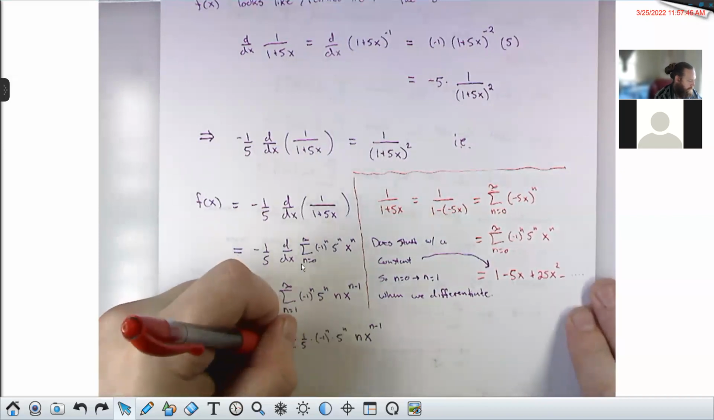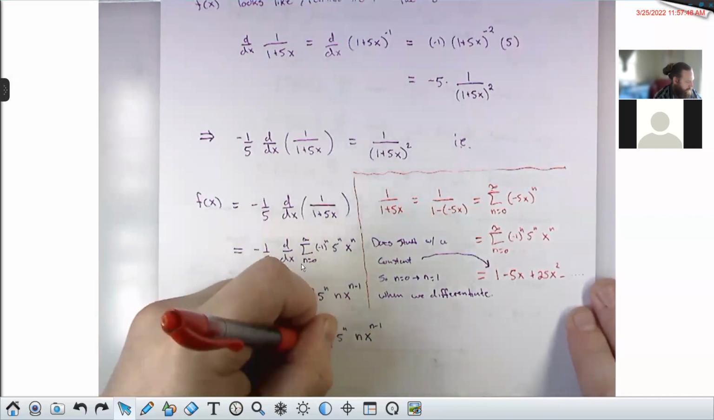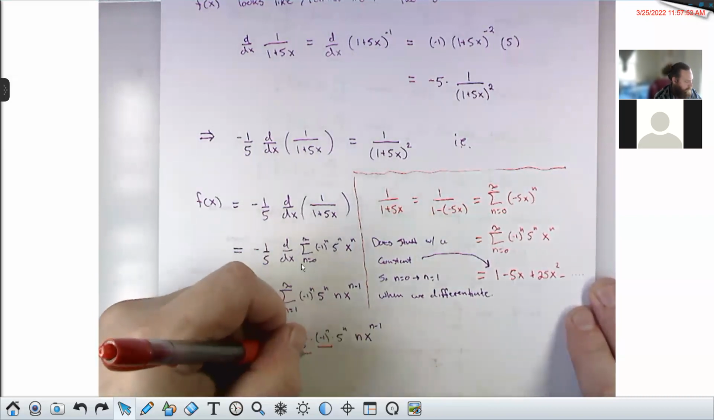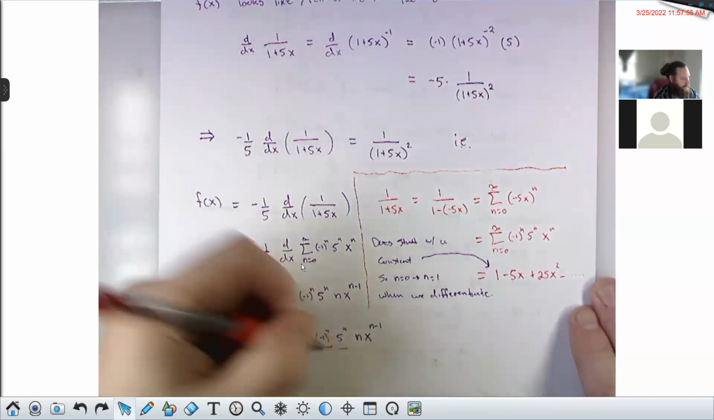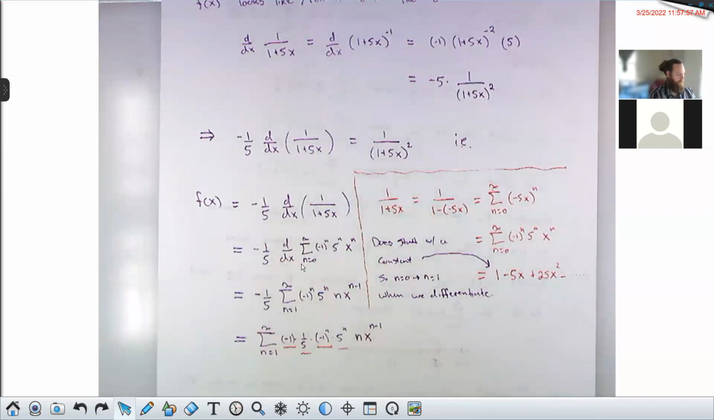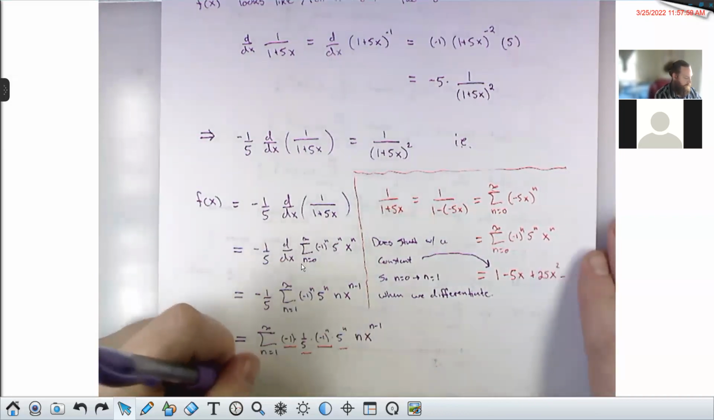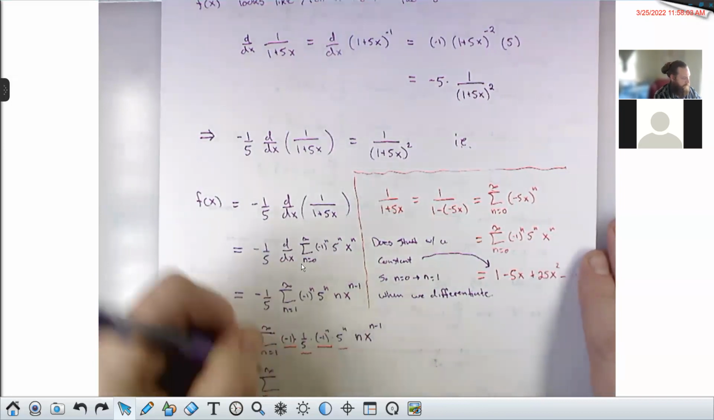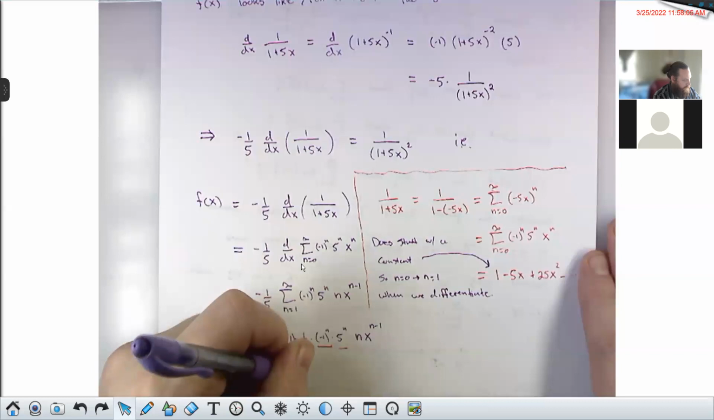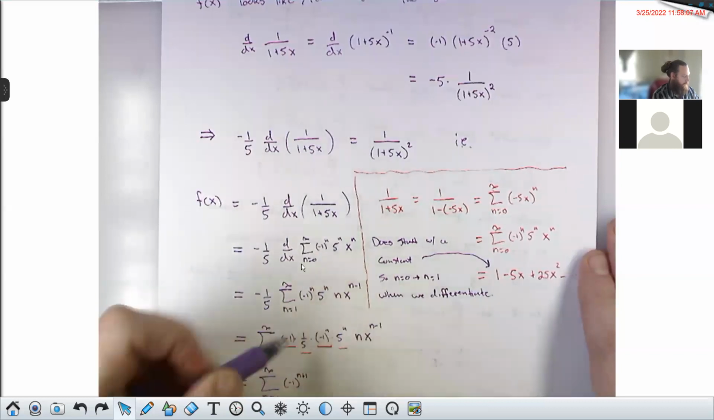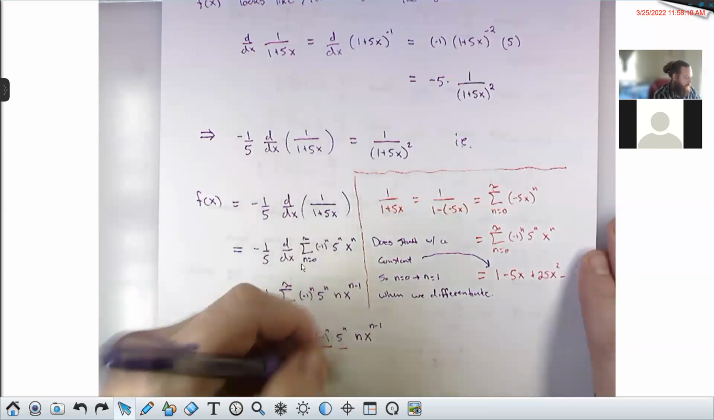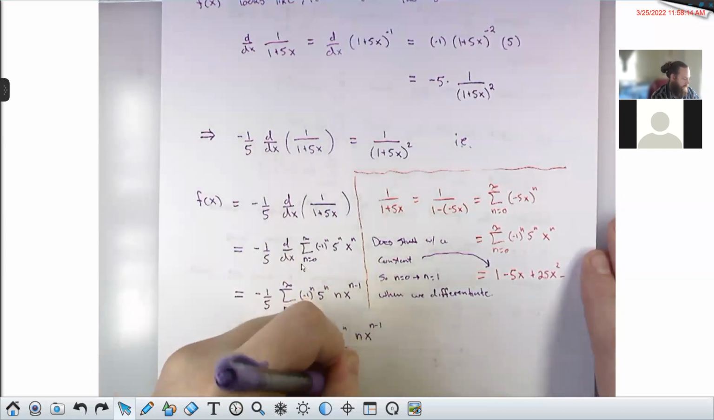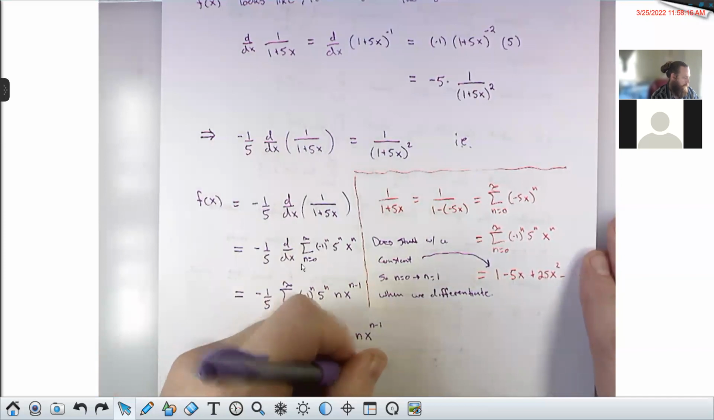Everybody here is multiplying. So I can put these two like terms together, and I can put these two like terms together. And I get sigma n from 1 to infinity, negative 1 to the n plus 1 times 1/5 times 5 to the n is 5 to the n minus 1 and x to the n minus 1.